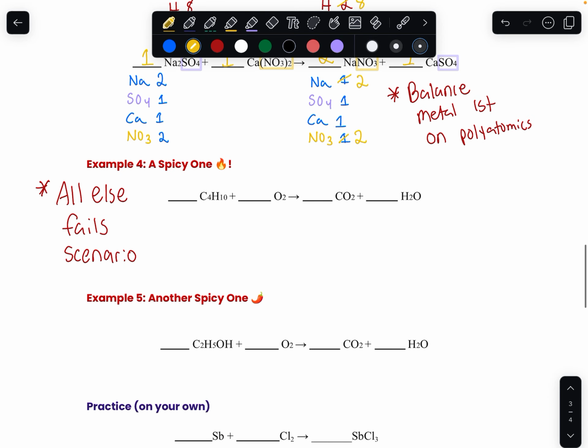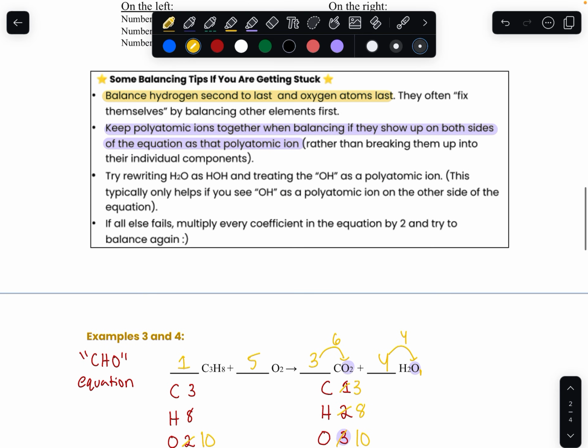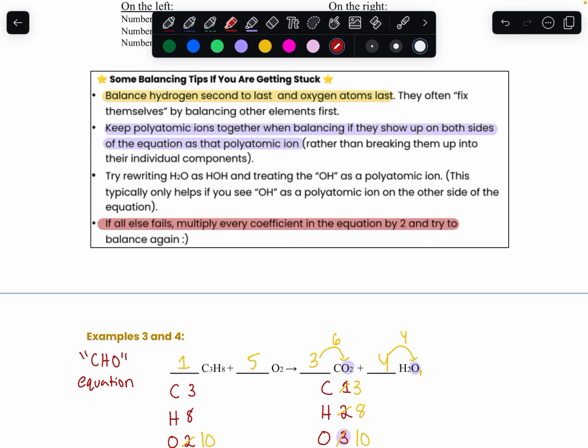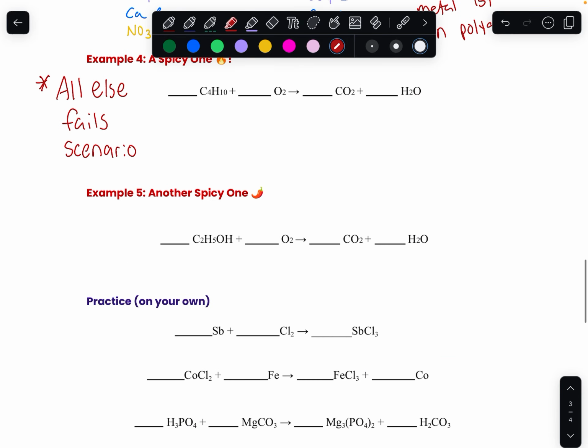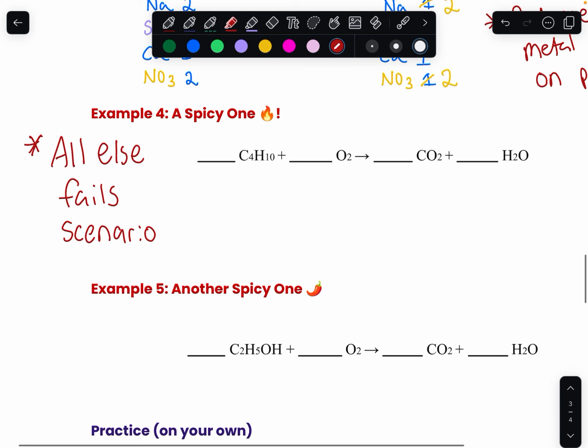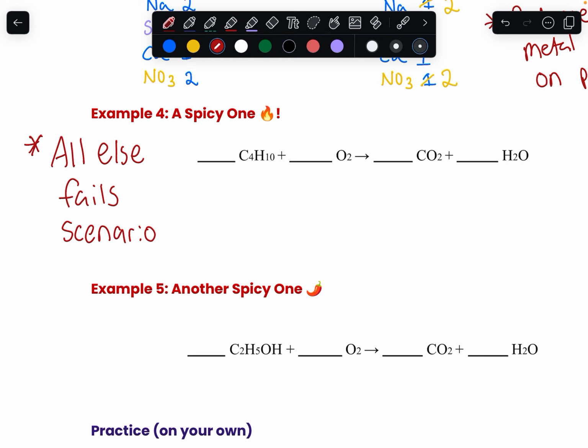Okay, let's look at what I call a spicy one. Now, the spicy one is going to use this last bullet point tip here. That last bullet point tip says, if all else fails, multiply every coefficient in the equation by 2 and try to balance again, okay? Spoiler alert, this is going to be an all else fails. And these all else fail scenarios only happen on these CHO equations, equations that have only C, H, and O in them, these organic combustions.